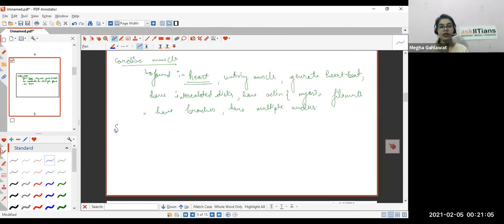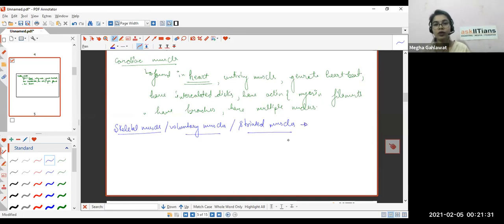Next we have the skeletal muscles, or we can also call them the voluntary muscles, or the striated muscles. Why the striated muscles? Because they have the striations, they have the alternating light and dark bands. And what exactly is that used for? We'll be talking about that in the upcoming slides.